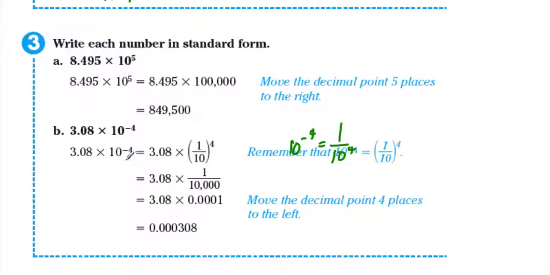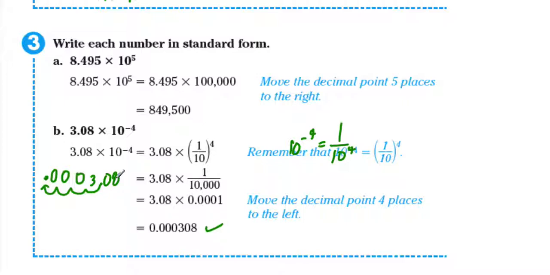So all you need to do here is simply do this. If you have 10 to the negative fourth, you simply need to write 3.08 and move it 4 spaces to the left. 1, 2, 3, 4. Put that decimal there and simply add zeros to the spaces. So you have 0.00308, exactly what we have here.